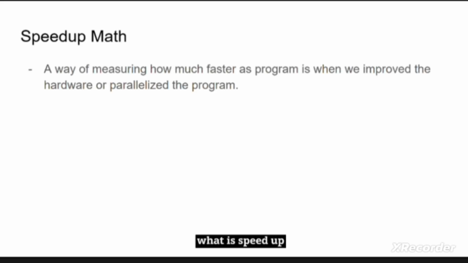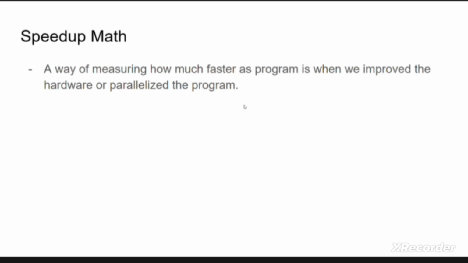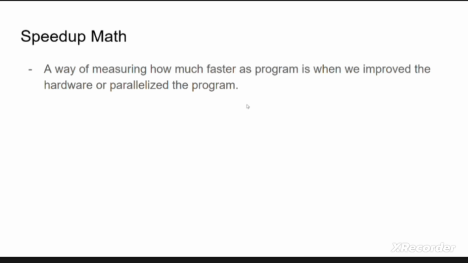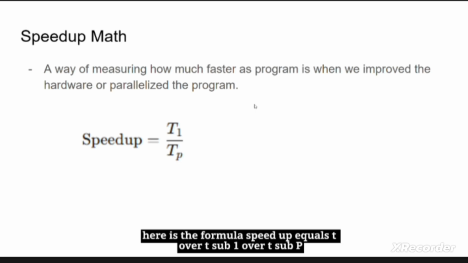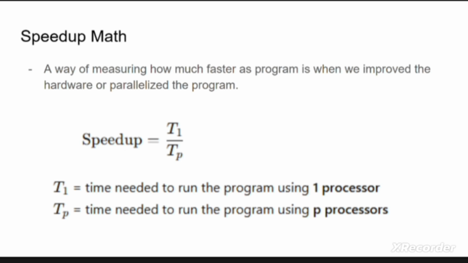What is speed up? Speed up is a way of measuring how much faster a program runs when we improve the hardware or parallelize the program. It compares the original running time to the new running time. Here is the formula. Speed up equals T sub 1 over T sub p, where T sub 1 is the time needed using one processor and T sub p is the time needed using multiple processors.